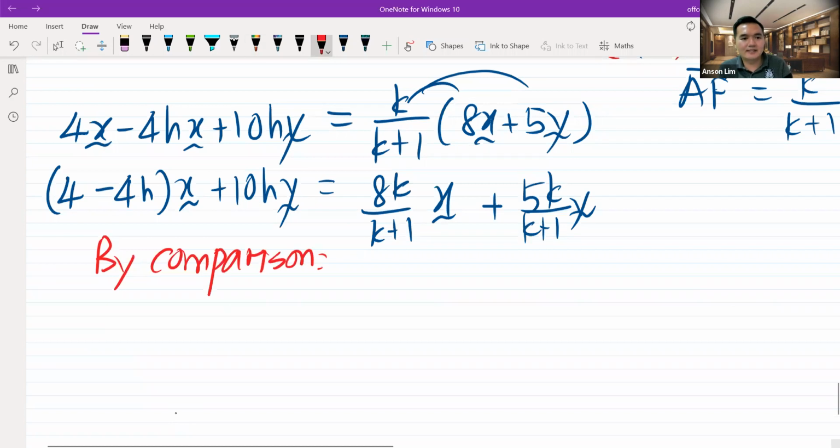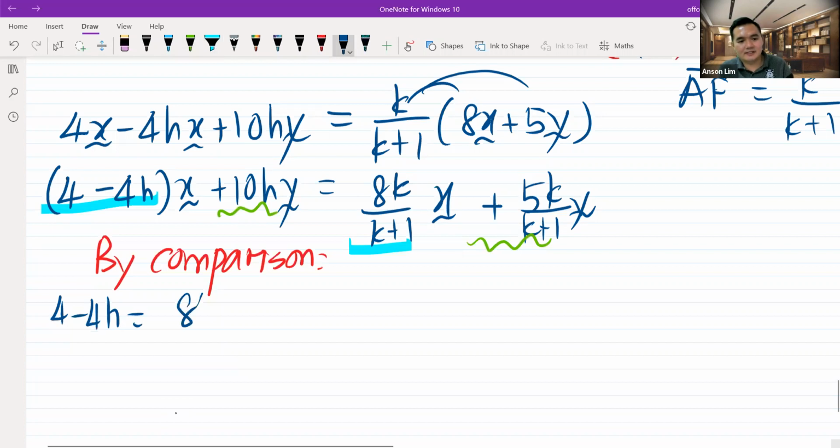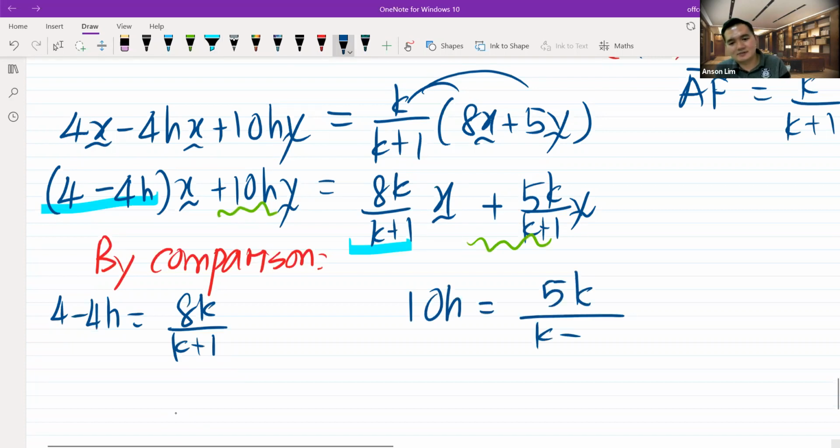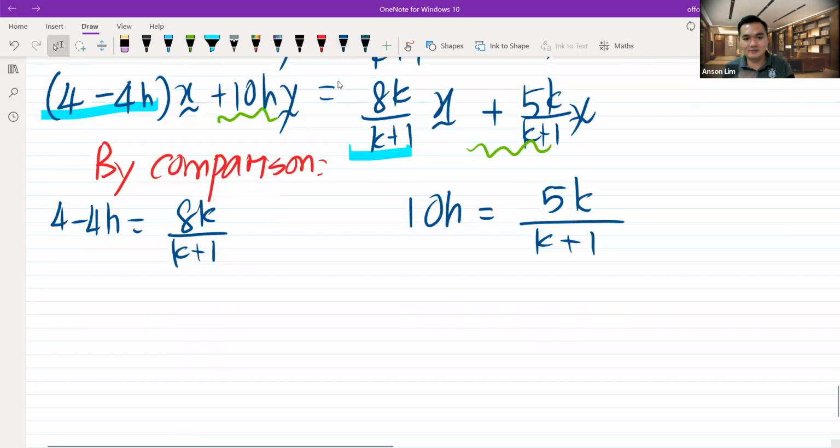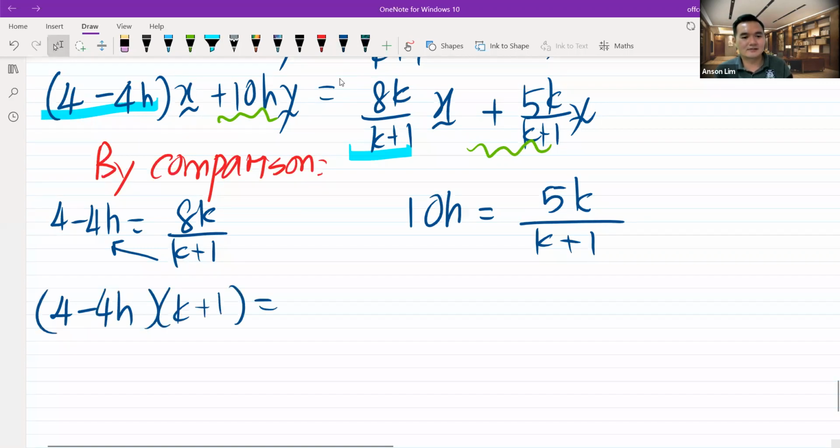your job is to find H and K. So you have to build two equations. By equating left and right, 4 minus 4H equals 8K over K plus 1. Very difficult. Then H equals 5K over K plus 1. That's why I say you all have to be very careful. So how? Bring up and down. 4 minus 4H. It seems difficult. Should we do like that or not?